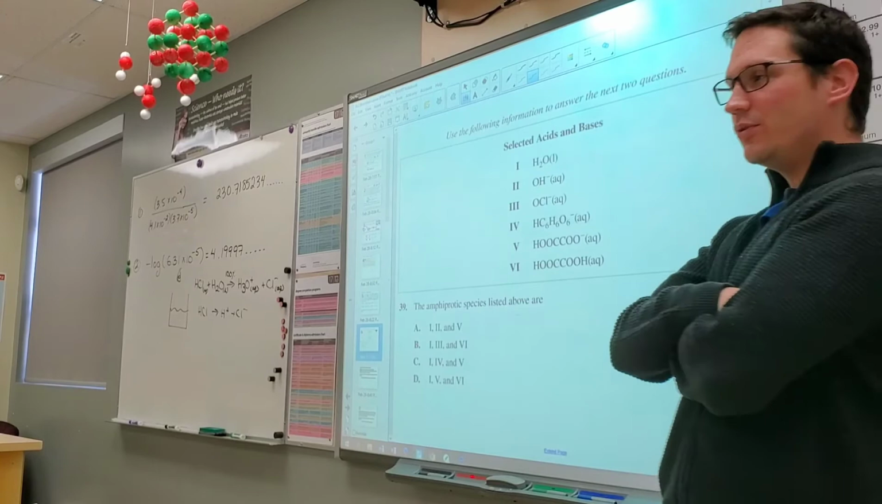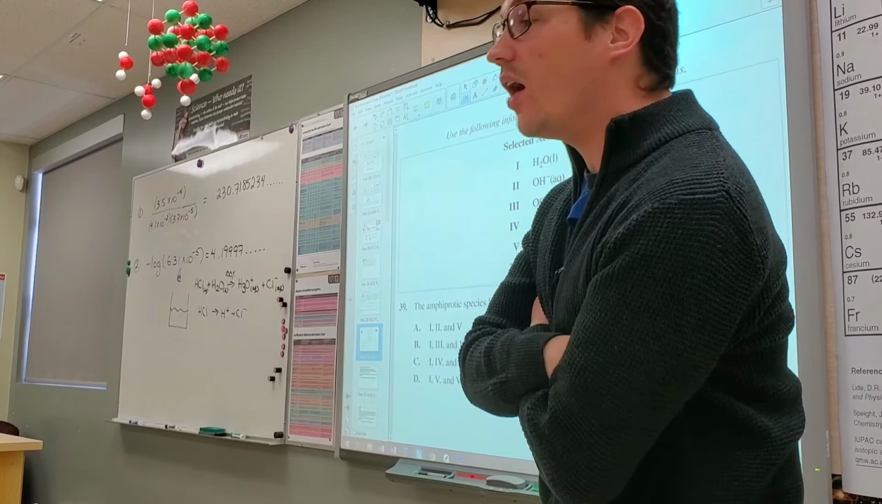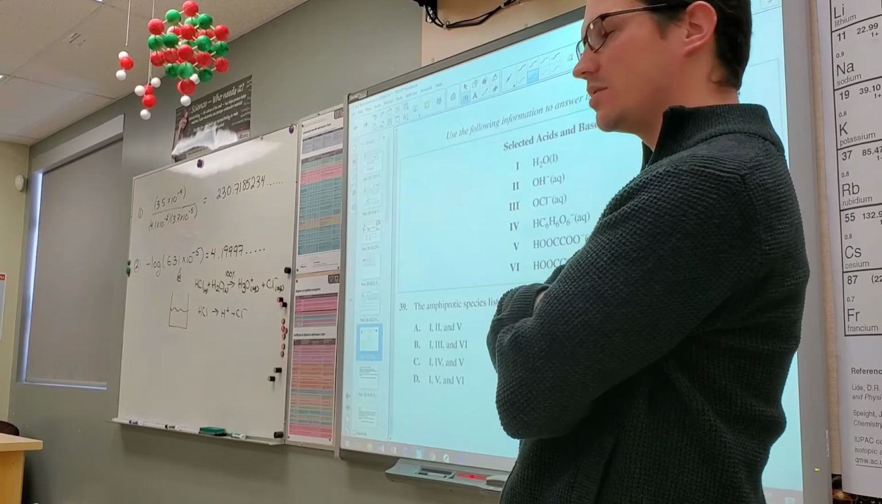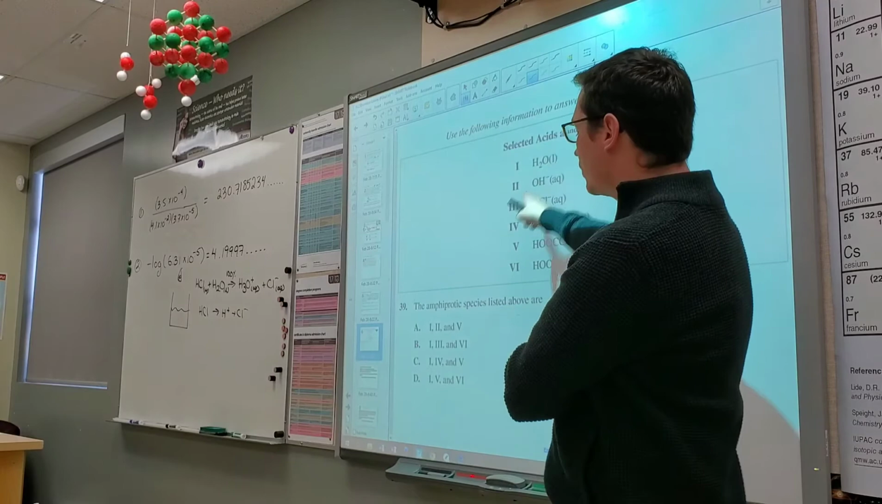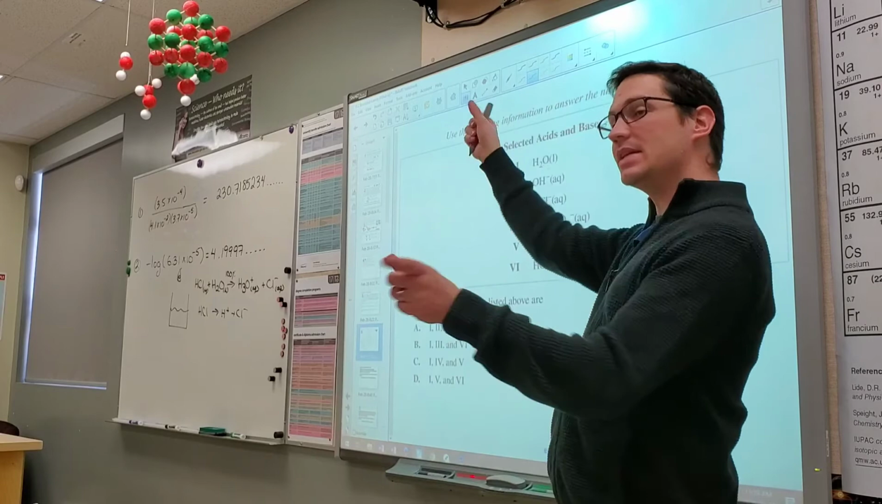Okie dokie. It's okay if you didn't find all of them. This isn't a race. I'm much more concerned that as you went through, you did the appropriate things. Now, is water amphiprotic? It can both be an acid or a base, right? Because it exists in both columns between the shaded lines. So yes.